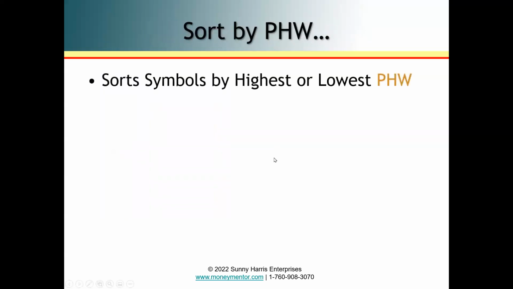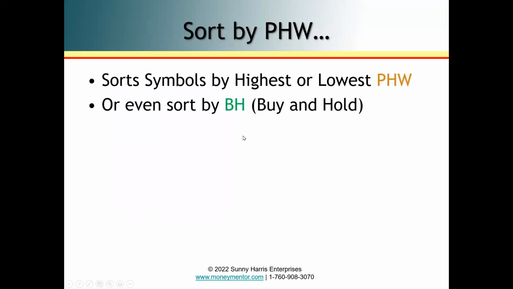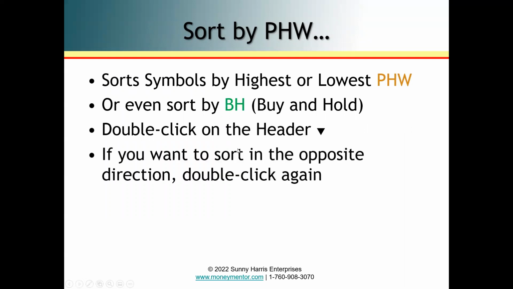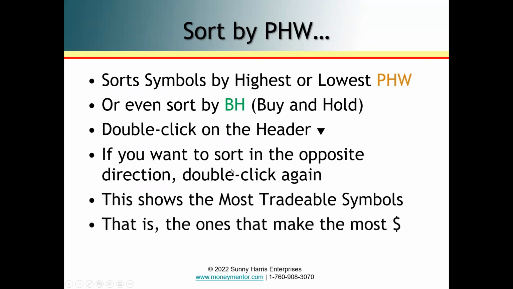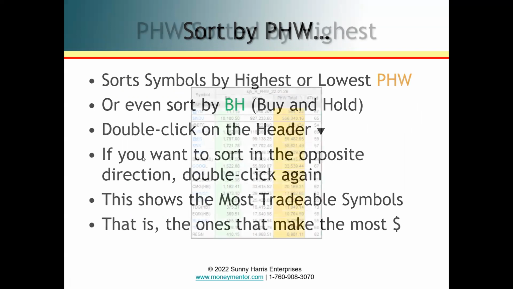Because it's RadarScreen, you can sort, just like you can double click on Excel to sort a column. You can sort by PHW or buy and hold, and you just click on the header and do the little down button thing. If you want to sort in the opposite direction, you just double click again, and it shows the most tradable symbols, that is, the ones that make the most money. Some symbols are buy and hold candidates. You want to hold them long term because they don't do any wild gyrations back and forth. But Amazon, for instance, is the most tradable stock because it goes up and down and up and down. It makes progress, but it does a lot of retracement in the process.